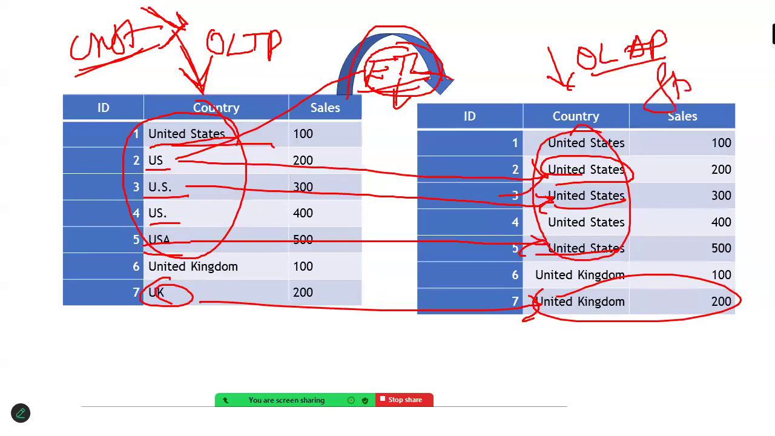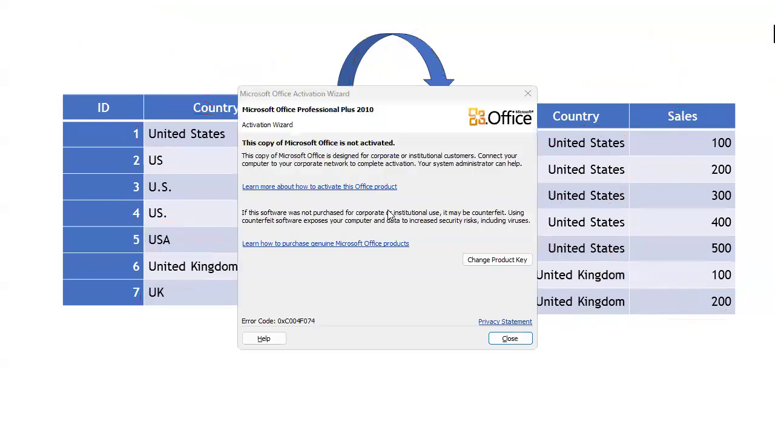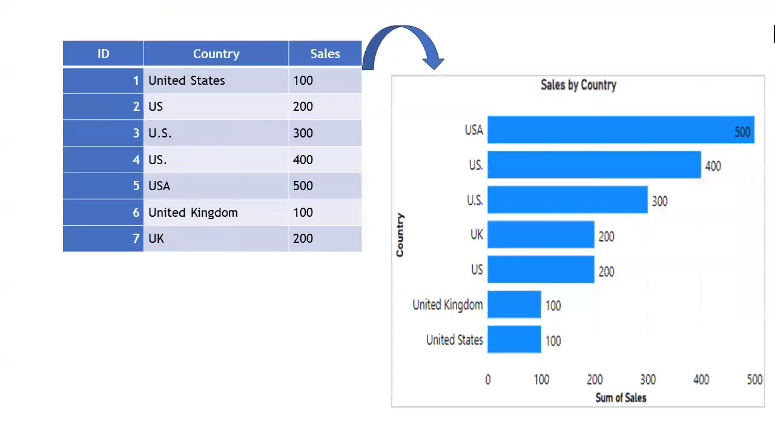Now OLAP has what data? Structured. When you have the data in the same format, it is structured. Now go to the next slide and understand more about it.